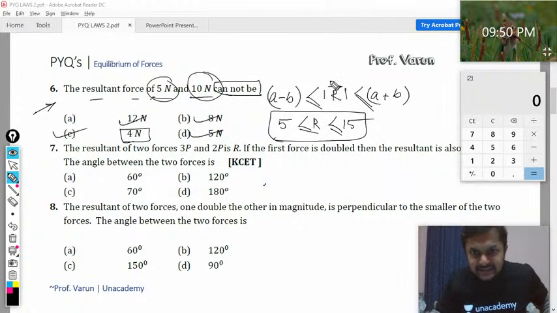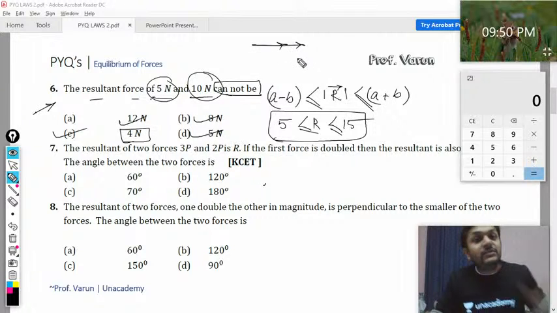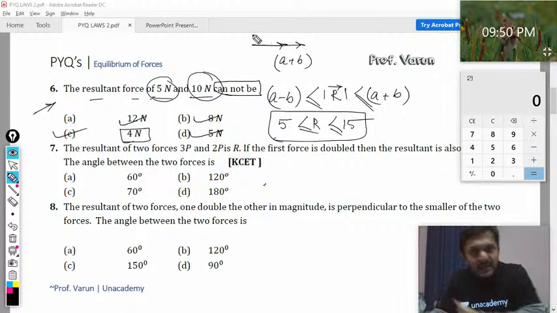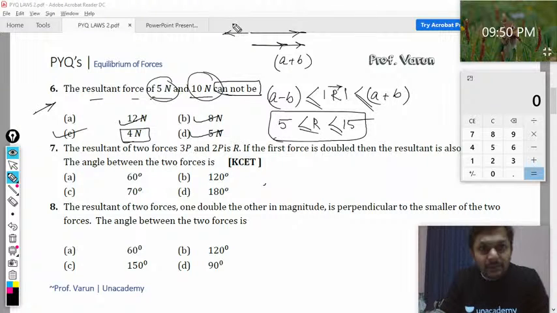See, this is the concept, okay, that when two forces are acting at 0 angle to each other, the maximum output will be there. So the resultant will be a plus b. And if I am saying that this is one force and this is another force, this will be the minimum. So the resultant here will be a minus b.